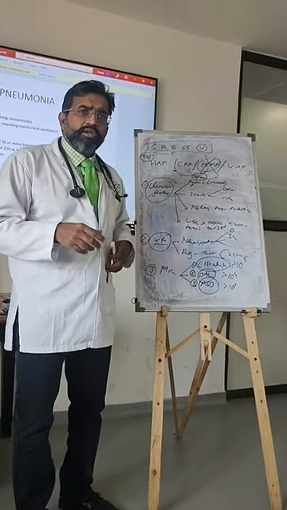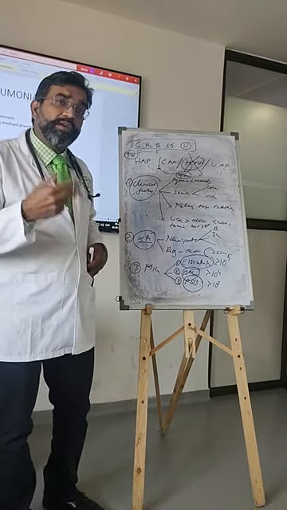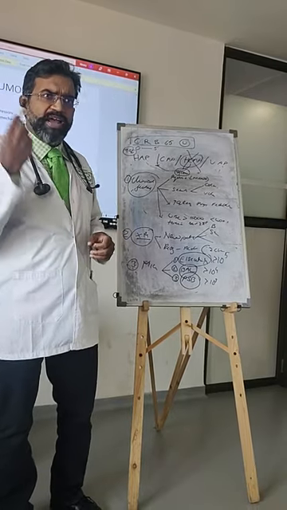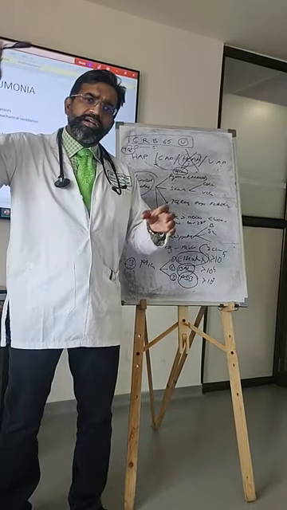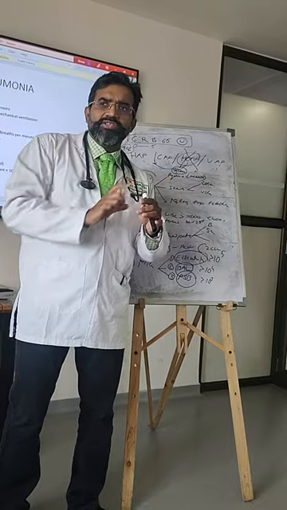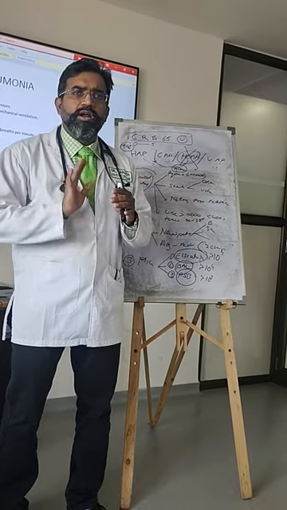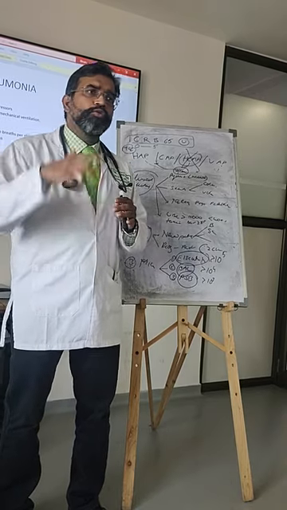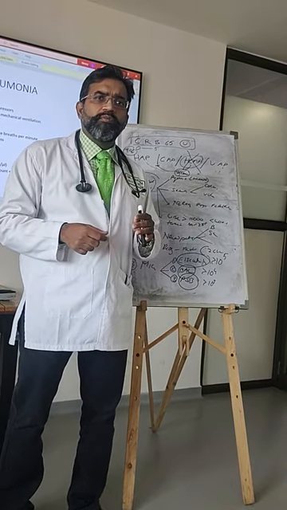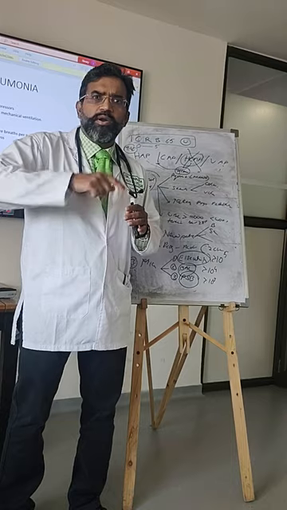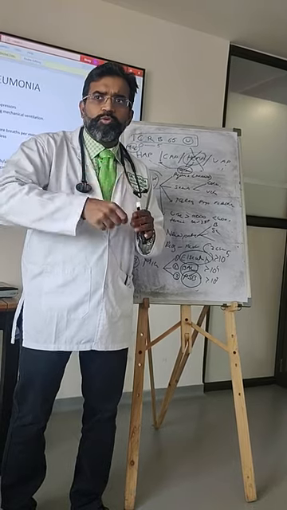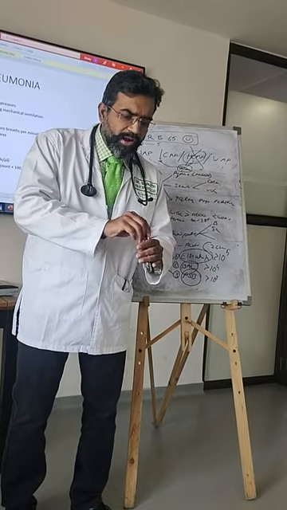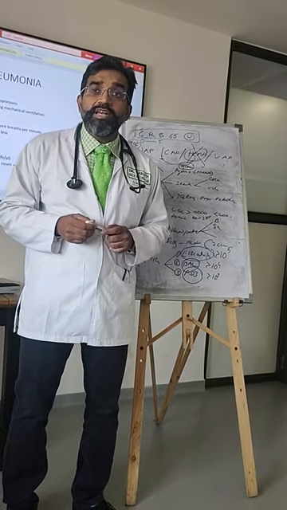Now you can do something in the middle, which is called mini BAL. Now what is mini BAL? You take your steroid suction catheter and pass it directly inside till you get resistance. That means you have abutted your cannula at the end of the bronchus. Now you put in around 10 to 15 ml, 20 ml, 30 ml of fluid and do a lavage there, and then you aspirate and take it out. This is called mini BAL.